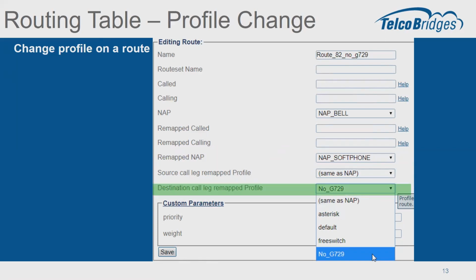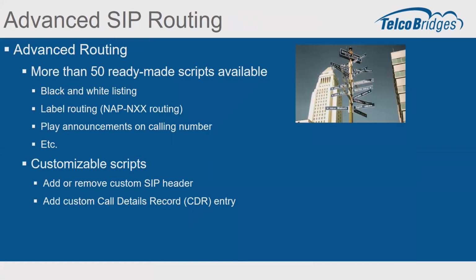Well, the table seems pretty powerful, but I can see how there might be other configurations that might outstrip the capabilities of the table. So why don't you share a little bit about these advanced SIP routing with scripts? Right. So of course, if the routing table doesn't do what you need, we have scripts. We can construct those scripts, or even our customers can do those scripts. We have more than 50 that are already done and available for our customers to use.